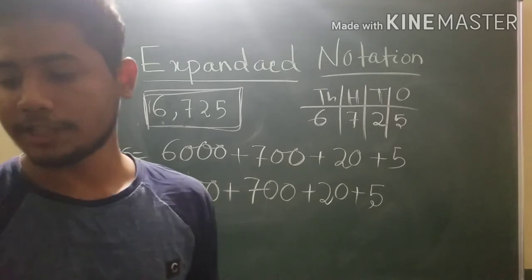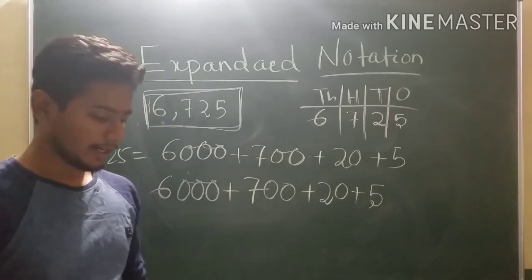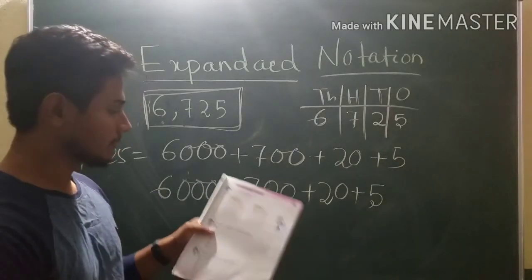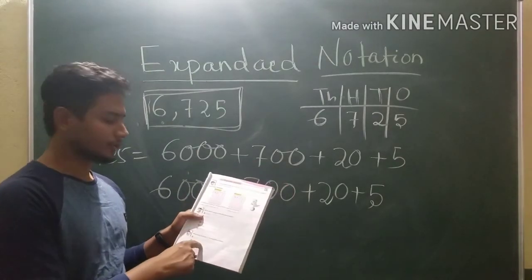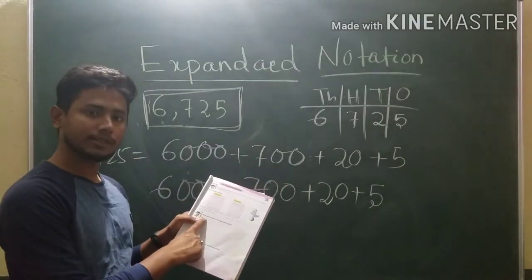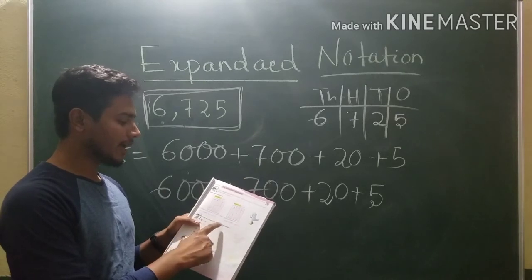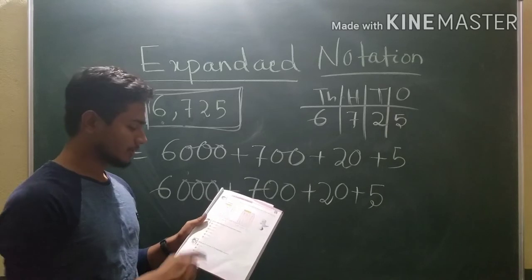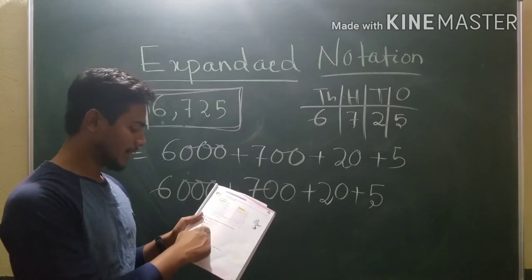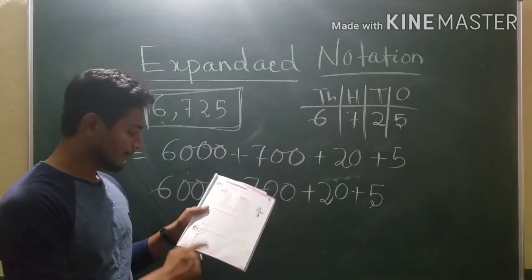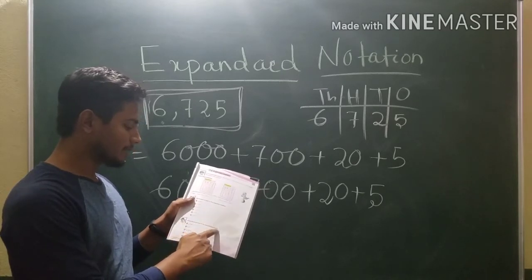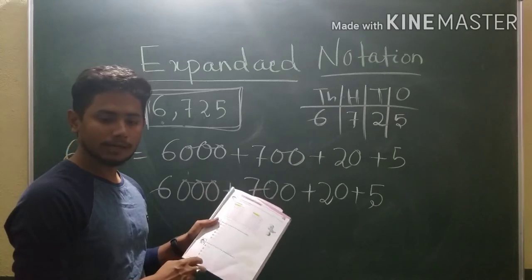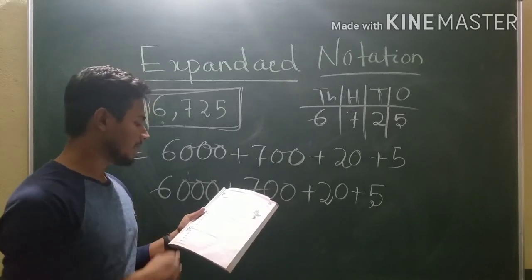Now open your textbook, page number 15. Here you see two questions are given. In first question, write each number in the expanded notation. So here some numbers are given. You can write these numbers in expanded notation. The next one is also the same. So these two you can do. I will do only the first one.